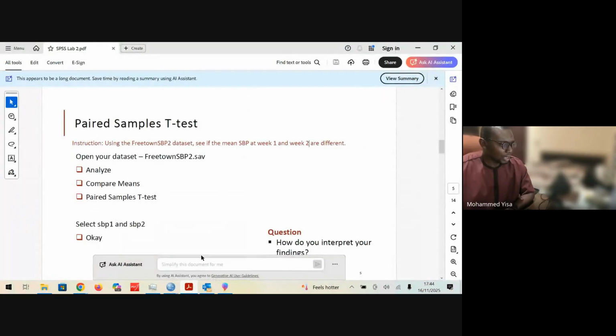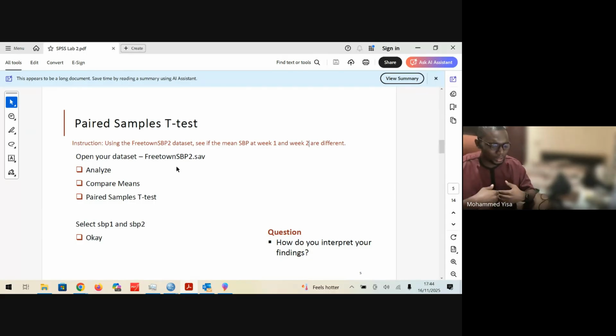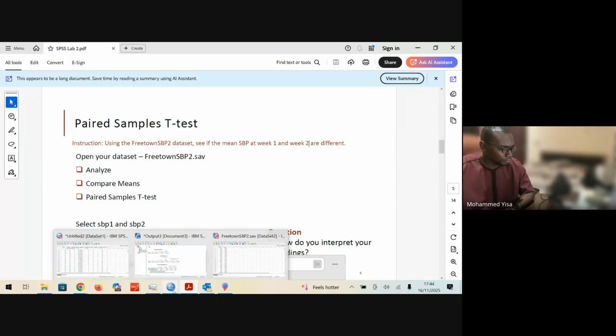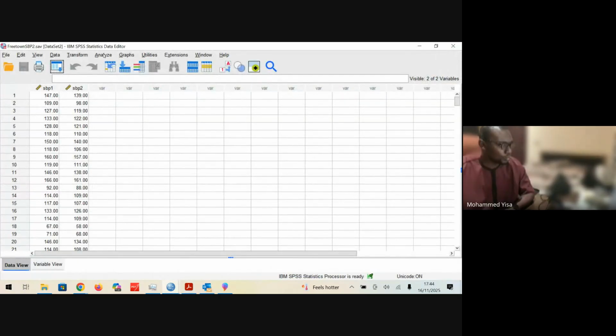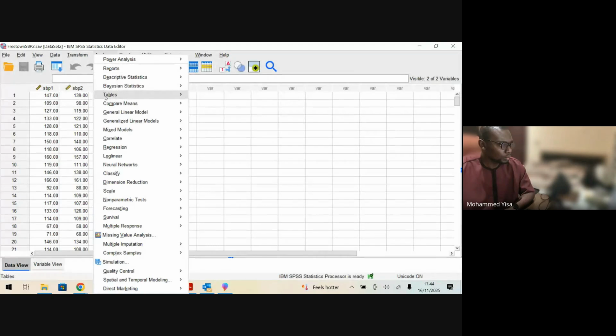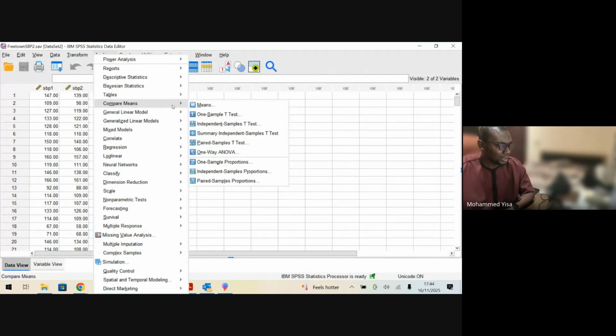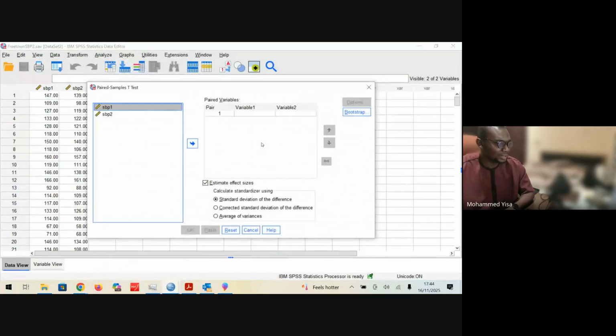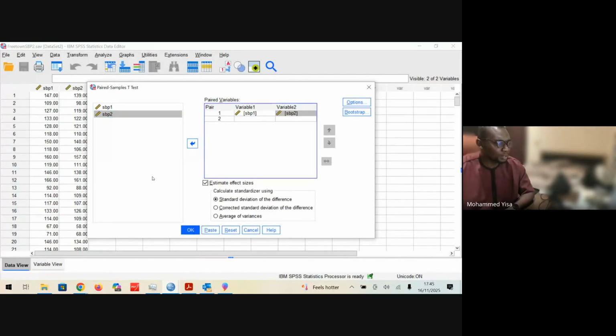So in this particular scenario, we don't have a test value because we are not testing it against a set value. We're just testing week 1 against week 2. We don't know if one is bigger than the other. So we come to analyze. We go to compare means again. And then in this case, we're going for a paired sample T test. So we have the first variable SBP1, the second variable SBP2.